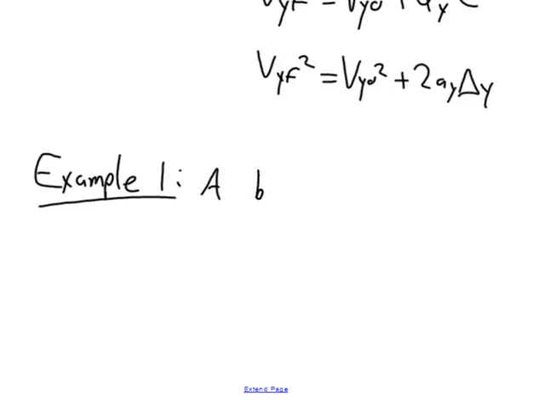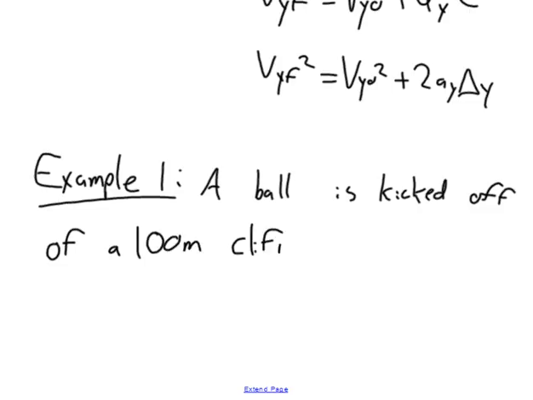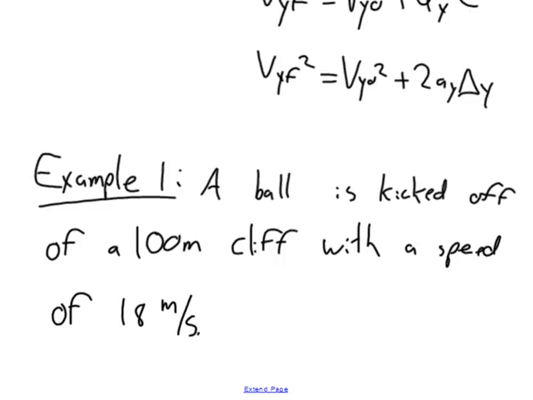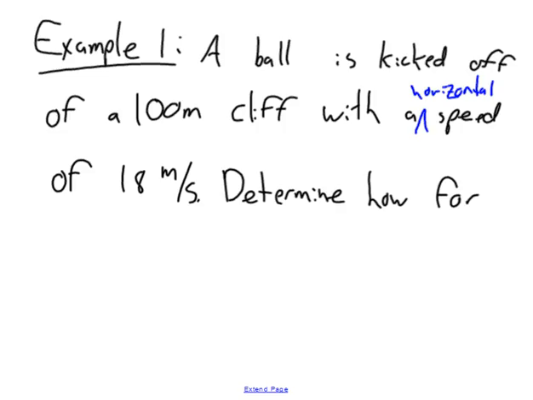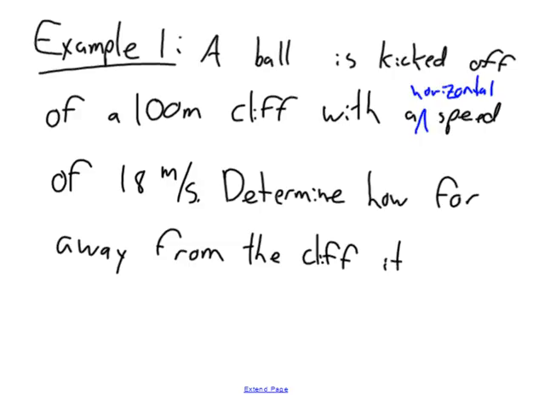So here it is. A ball is kicked off of a 100-meter cliff with a speed of 18 meters per second. I'm going to add something there that I forgot. Horizontal. So it's kicked horizontally. Let's try it. Oh, we need the question too. Determine how far away from the cliff it will land.